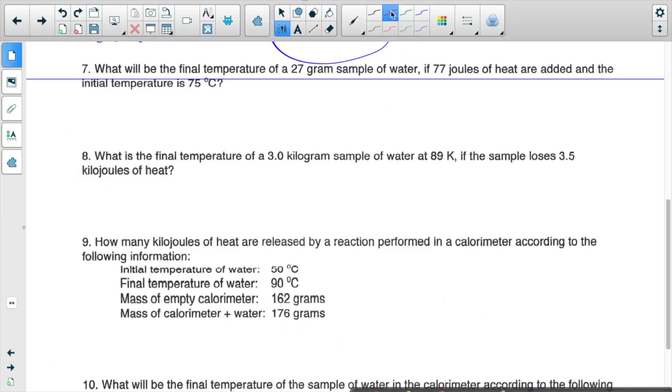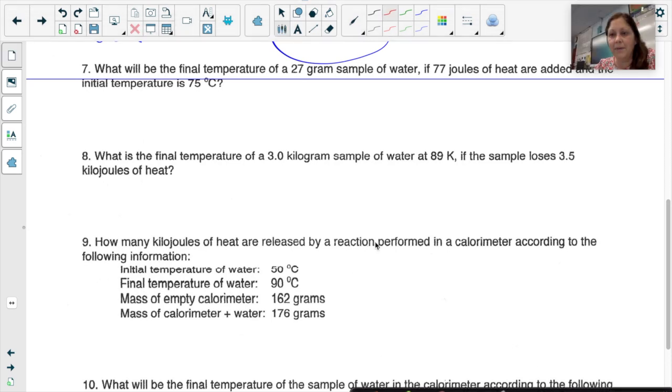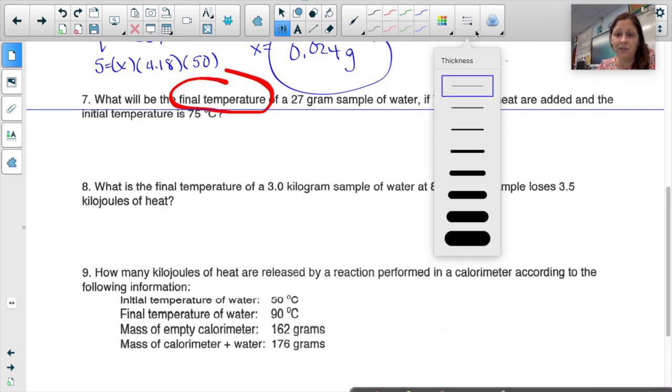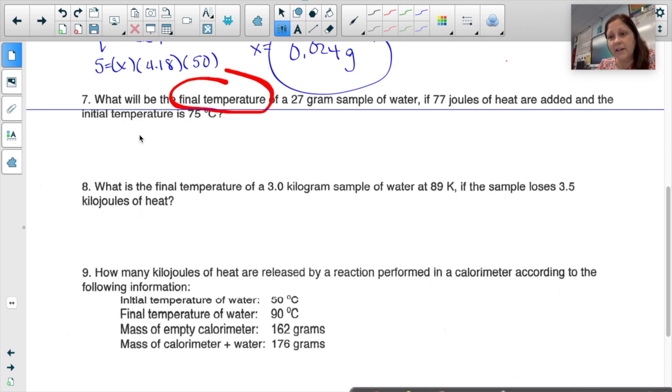So when doing problems that have a final temperature component, you want to make sure that you solve for delta T and then work on that temperature component after. It says, what is the final temperature of a 27 gram sample? That means that we are going to solve for delta T. If they ask for the final temperature or the initial temperature, you're going to solve for delta T, and then use that information. If heat is added, the temperature is going up. If heat is removed, the temperature is going down. So make sure that you're finished with number 7 and number 8, and I'll put the answers up for those after.